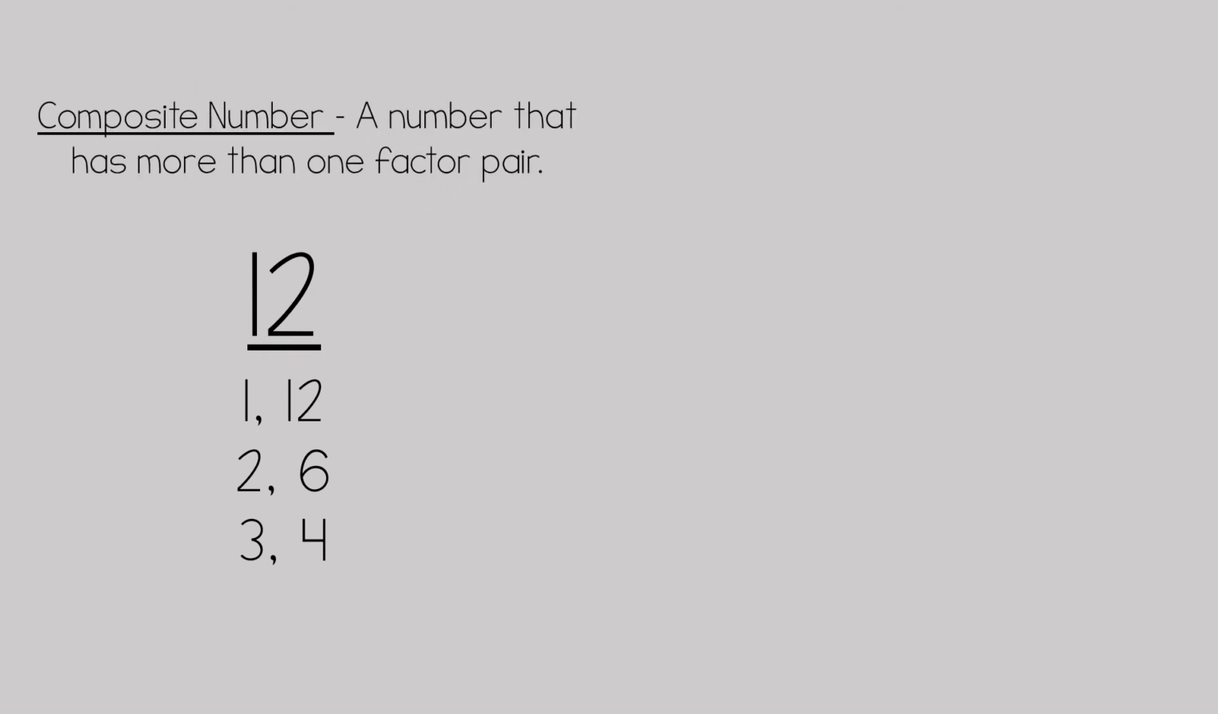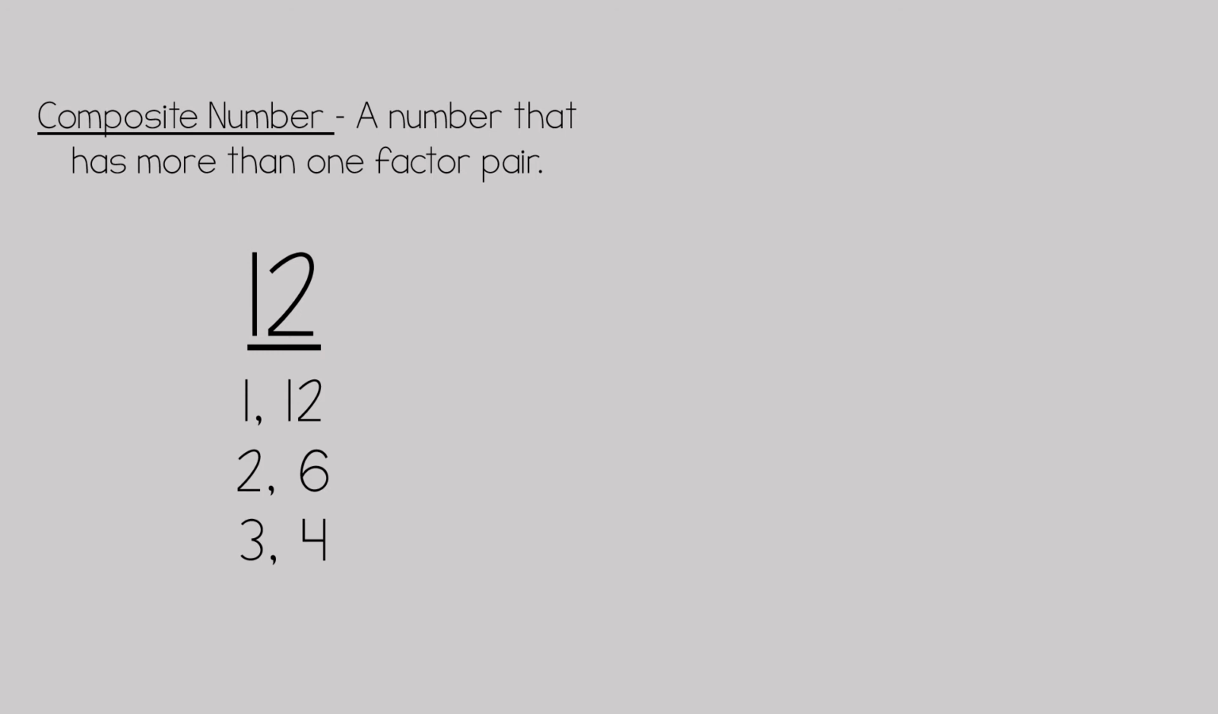Looking at the number 12, it has 3 factor pairs, 1 and 12, 2 and 6, and 3 and 4, meaning if I multiply the factor pairs together, we will reach the target number. Since the number 12 has more than one factor pair, it is called a composite number. Composite numbers are numbers that have more than one factor pair.